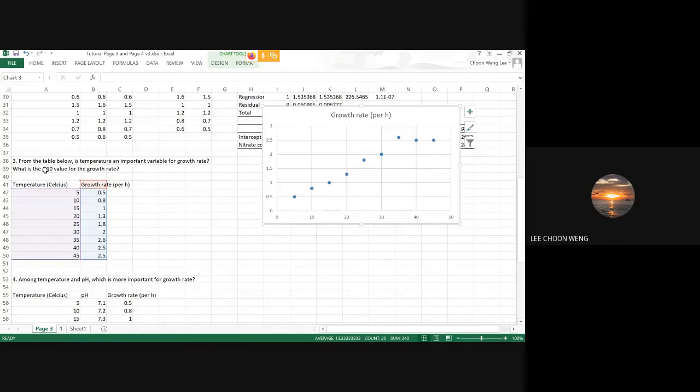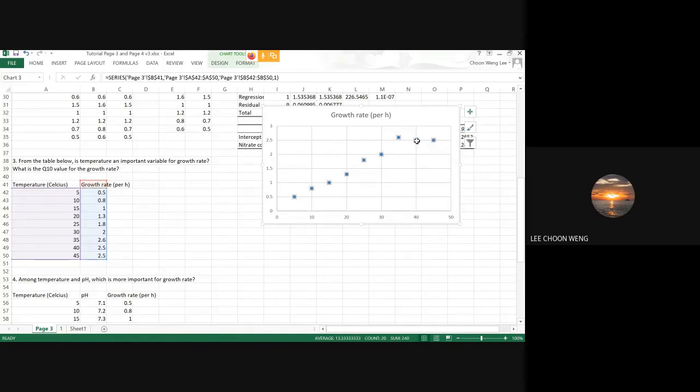What's the Q10 value? Q10 value is, over 10 degrees Celsius difference, how many times did the growth rate increase? Okay, so sometimes you have data like this. How would you analyze data like this? From here you can see that it's a relatively straight line here, but then it tapers off here.